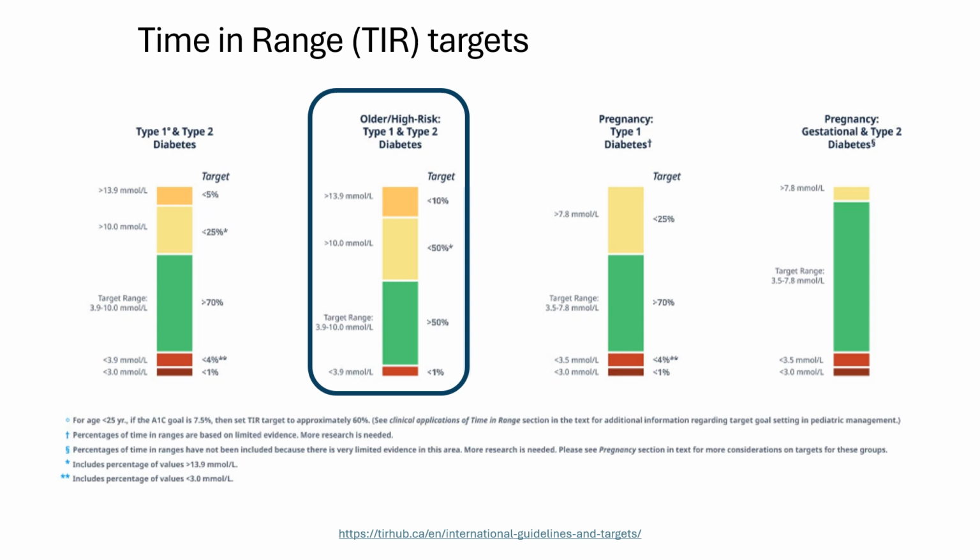We want at least 50% possibly time in range. And we really want no low blood sugars in any population, but definitely in our older and high-risk population. And then you can see the estimated time in range recommendations for pregnancy and type 1 diabetes, and pregnancy and gestational and type 2 diabetes over here.